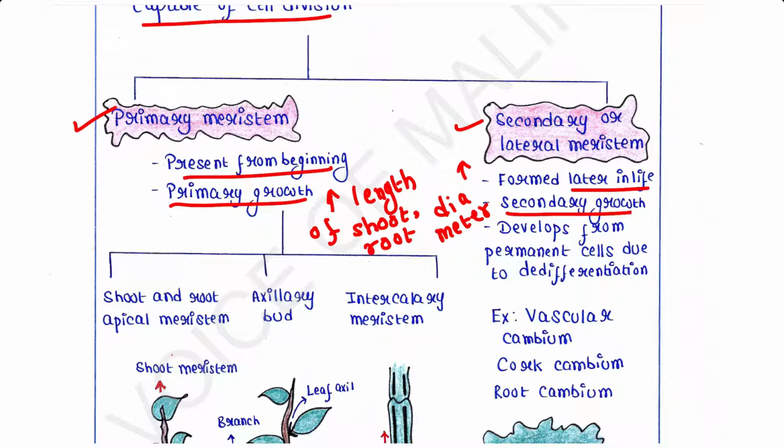Now secondary meristem develops from the permanent cells due to de-differentiation. Now de-differentiation is exactly opposite of differentiation. That means already differentiated permanent cells transform into less differentiated form and generate secondary meristem. So it is a reverse order.